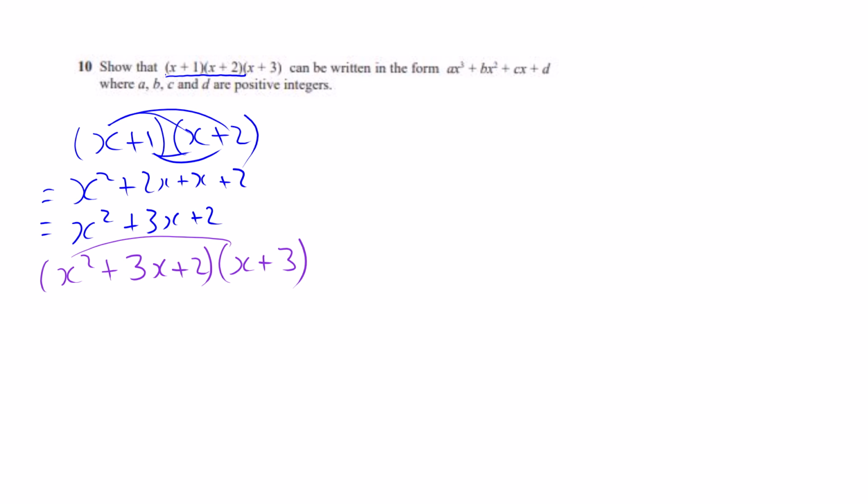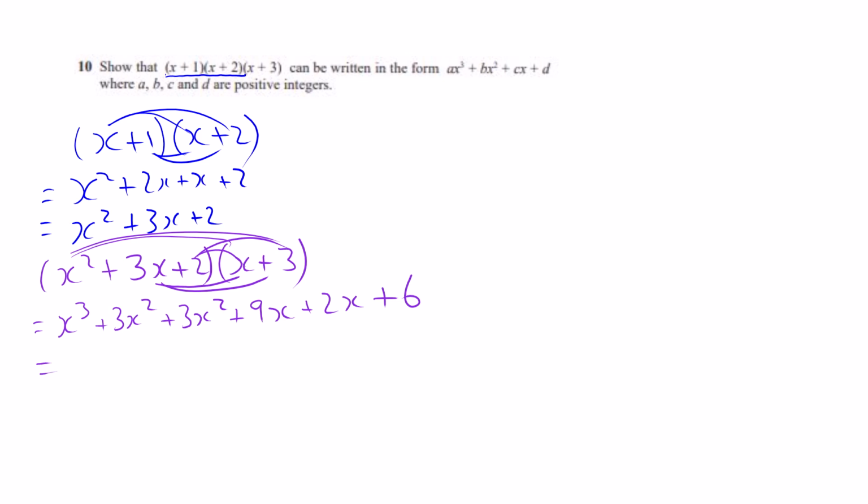So, again, x squared times x is now x cubed. x squared times 3 is 3x squared. 3x times x is 3x squared. 3x times 3 is 9x. 2 times x is 2x, and 2 times 3 is 6. Simplify this down: x cubed plus 6x squared plus 11x plus 6.